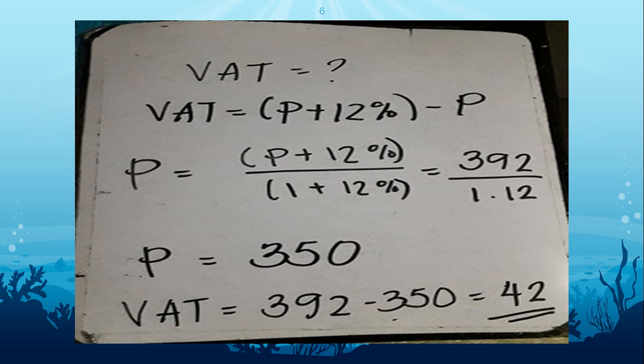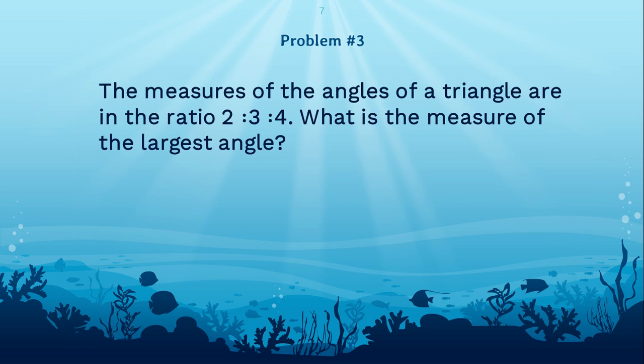Now substituting values to our equation, value added tax therefore is equal to 392 minus 350, and 392 minus 350 is equal to 42 pesos. So the value added tax is 42 pesos. Now here's our third problem.